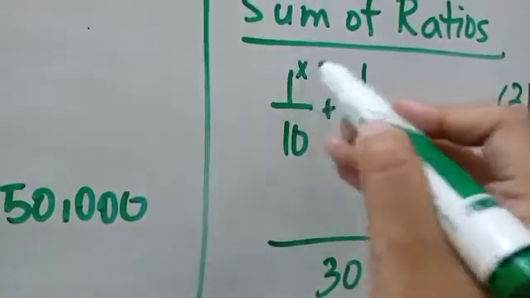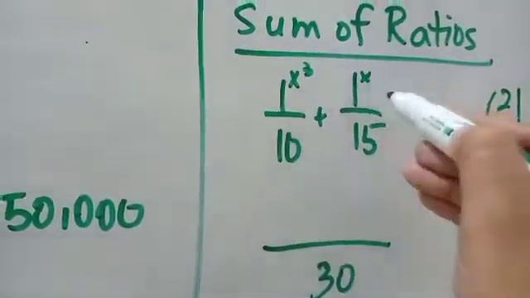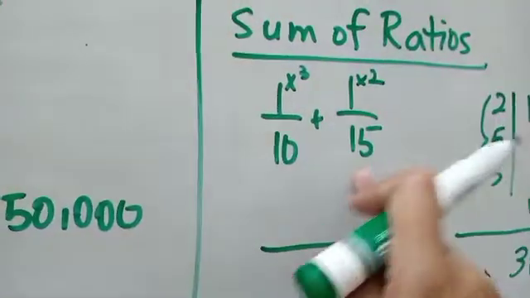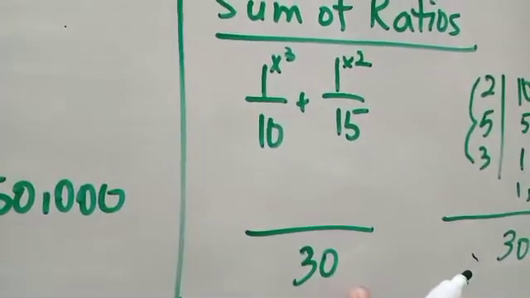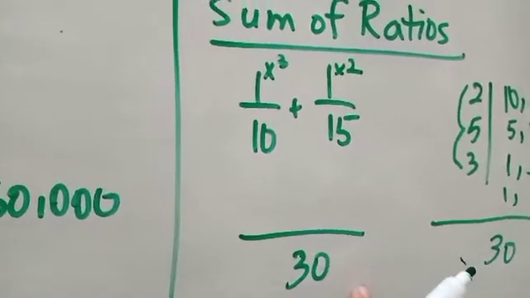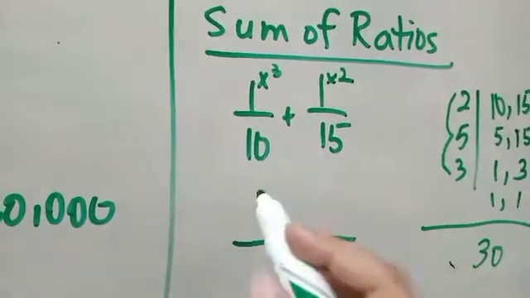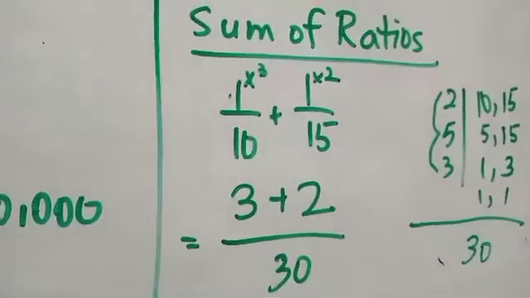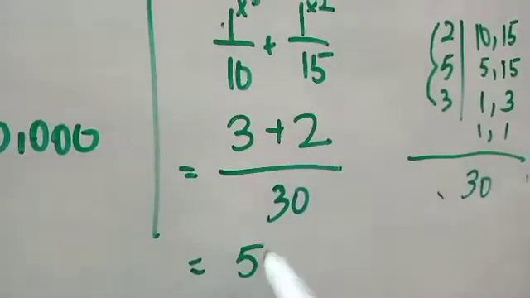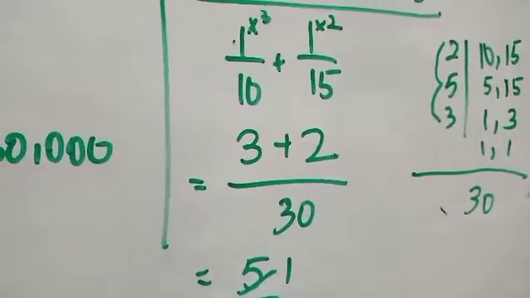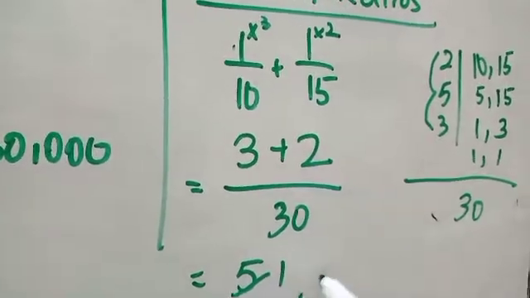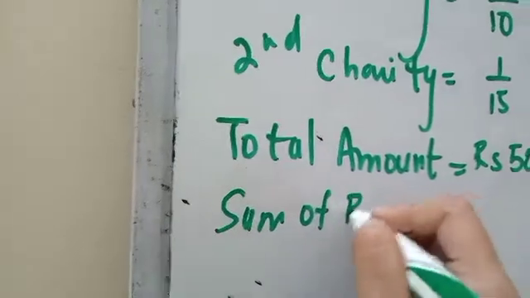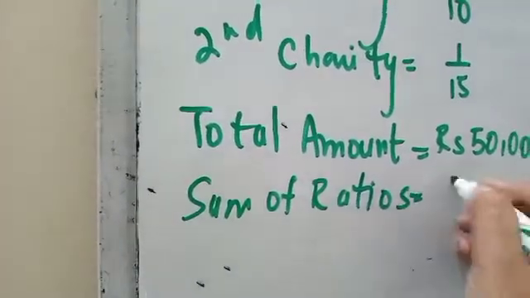30 goes in the 10 times table 3 times, 30 goes in the 15 times table 2 times. 10 3s are 30, 15 2s are 30. I hope I do not have to explain LCM to you, which we have already done. 1 3s are 3 plus 1 2s are 2 is equal to 3 plus 2 is 5/30. Reduce them. 5 1s are 5, 5 6s are 30. It means the sum of ratio is equal to 1/6, which I will write in my data. Sum of ratios is equal to 1/6.